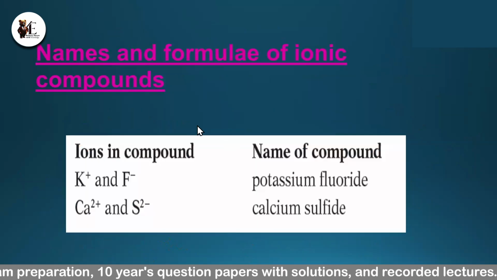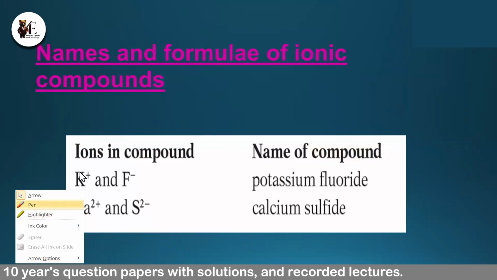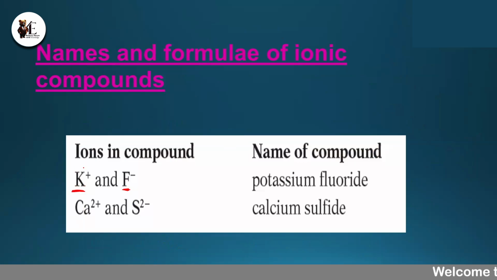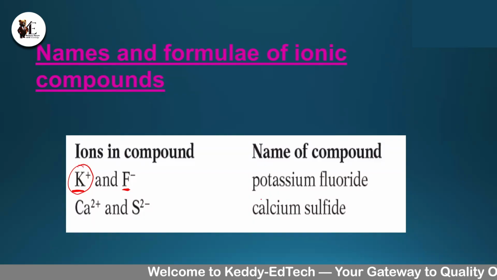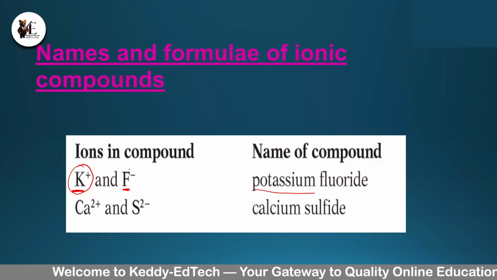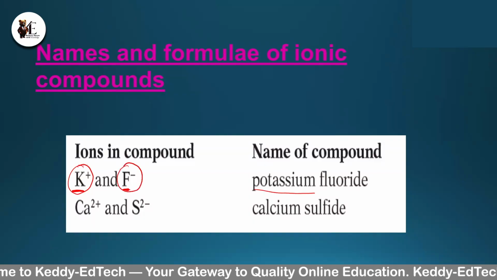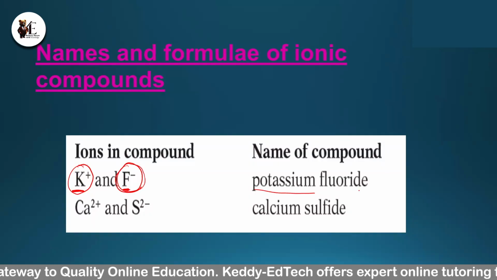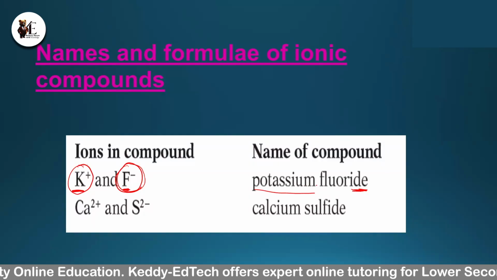Now, let us learn the names and the formulae of ionic compounds. For example, if we have a compound in which we have K plus ion and F minus ion, what should be the name of this compound? As I told you, this is your cation, the positive ion, a metal. Its name remains as it is. It is potassium. Now this is a negative ion, which is a non-metal. In the non-metal, the negative ion, we will replace its ending with IDE, so it becomes potassium fluoride.